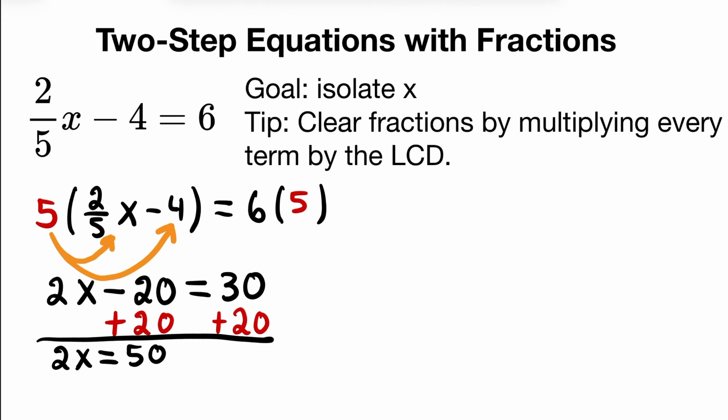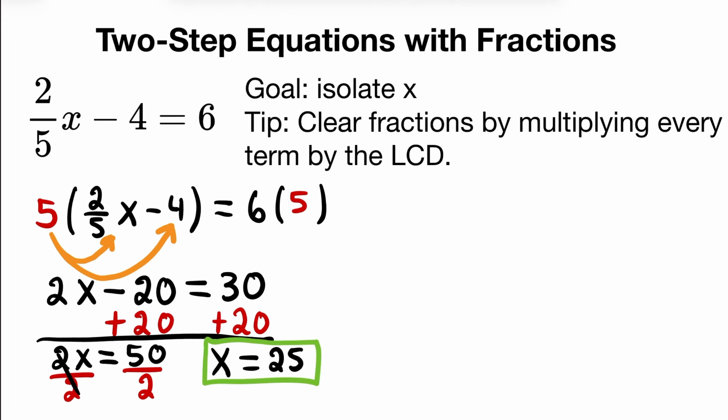So now we're multiplying 2x. We're going to take the inverse operation and divide by 2. You can see here that the 2's cancel out, and we are left with x equals 25. And that is the final answer.